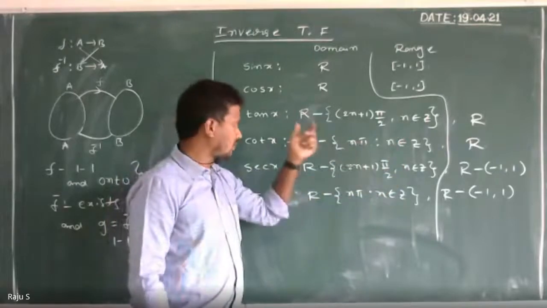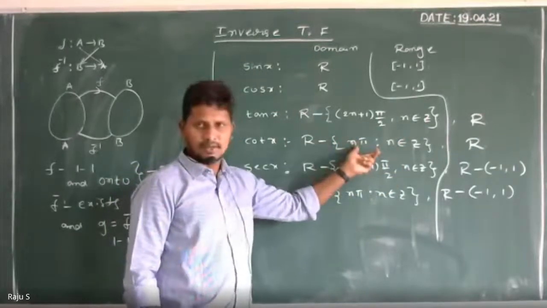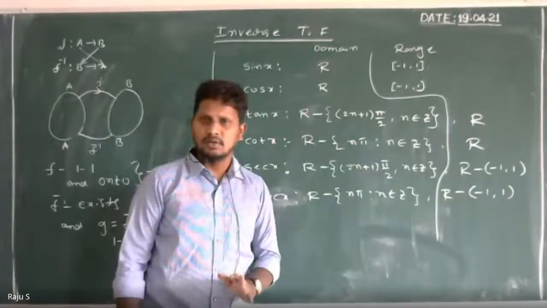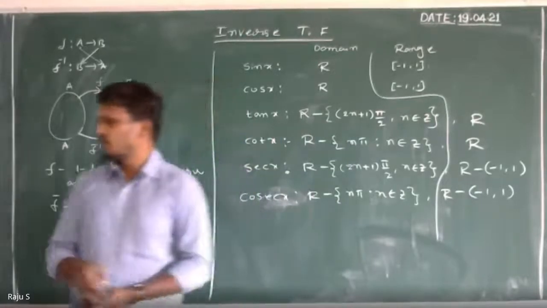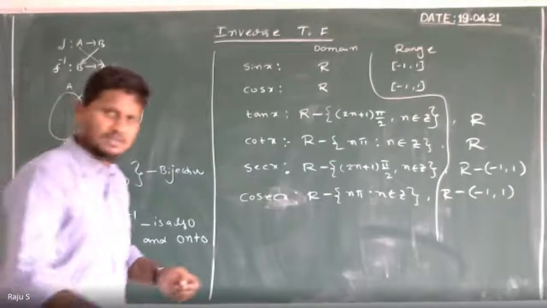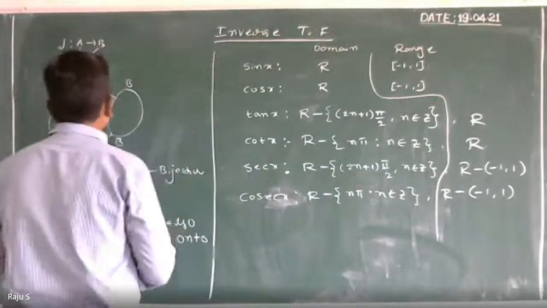So why should we take R minus n pi? This and all you must know. If we take it, what will happen? It will tend to infinity. So let us see the graphical representation of each and every function here.